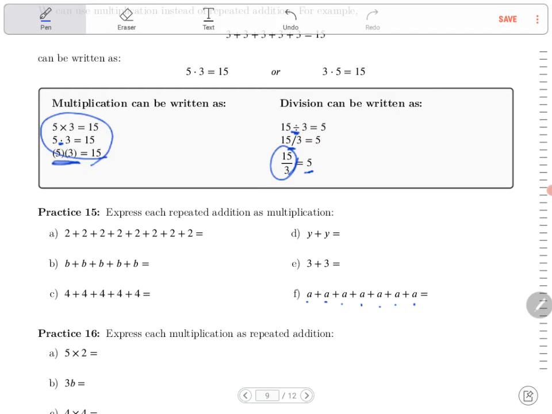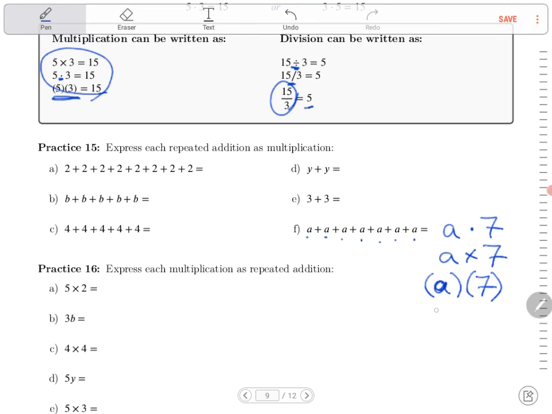So, to express this addition as a multiplication, we could say a times 7, or a times 7 with the cross, or a times 7 in parentheses. Now, you'll see also that when you use variables, you don't really have to use these parentheses. You can also express this as 7a, not generally as a7. That's not something we tend to write, but 7a is also a perfectly fine way of expressing this multiplication, a times 7. All right.